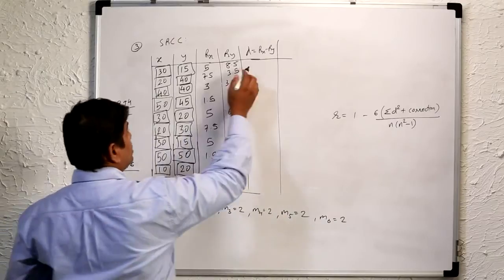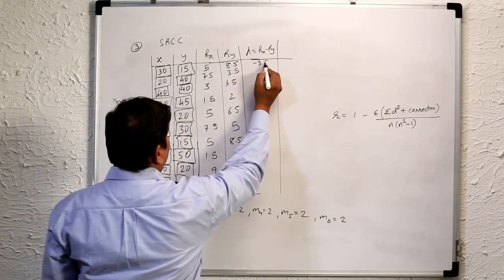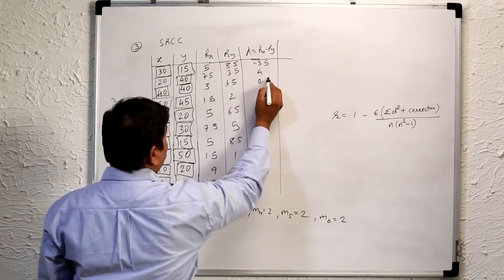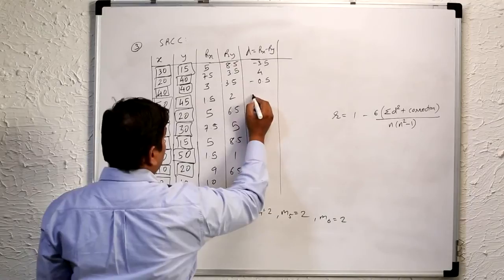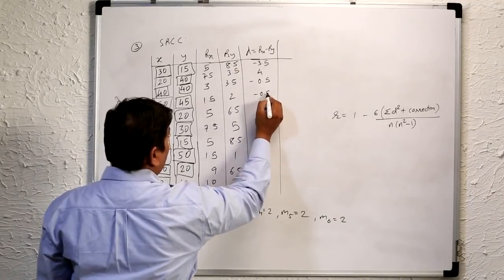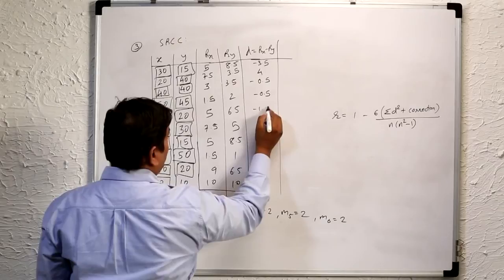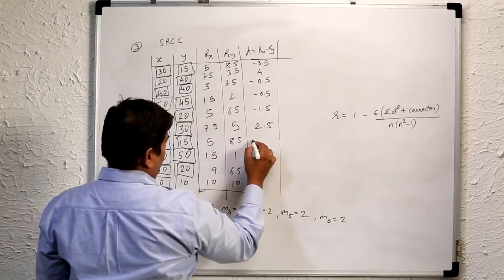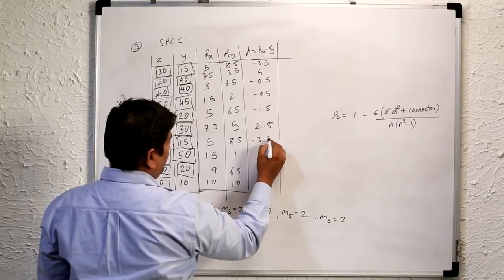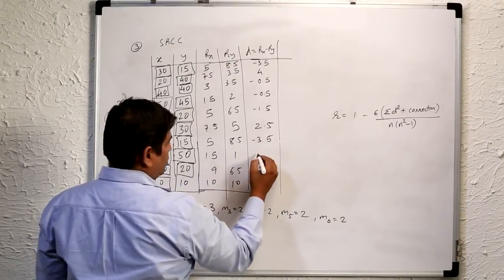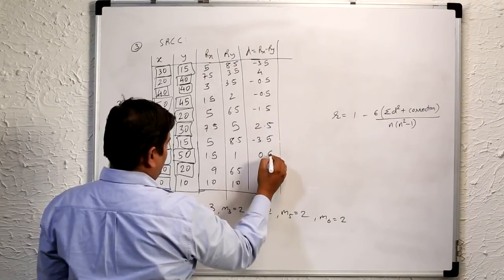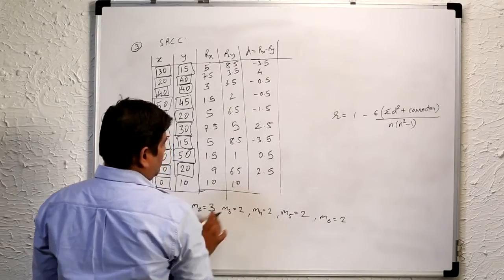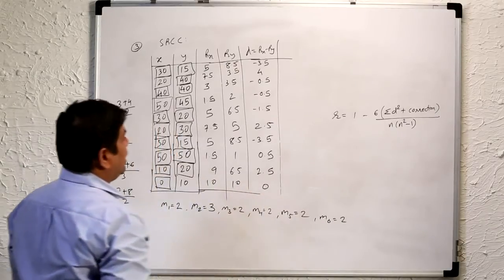What is this? This is minus 3.5, this is 4, this is 0.5 with negative sign, this is minus 0.5, this is minus 1.5, this is 2.5, minus 3.5, this is 0.5, this is 2.5, is that right? Yeah, this is 0. Now let us add them up.